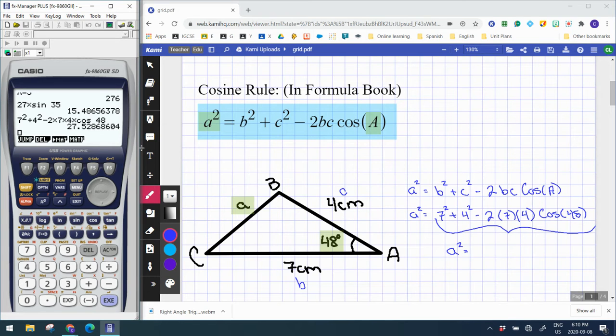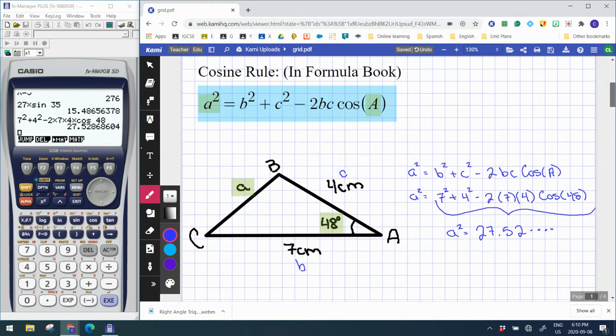So we have a squared equals 27.52 with change. The cosine rule is similar to the Pythagorean theorem. We need to get rid of this squared. I don't care what a squared equals, I want to know what a equals. So the last step of the cosine rule is we need to square root both sides. We already have this answer in our calculator, so I'm just going to go shift to get that square root. And see how you have this little ANS above your negative sign? We're going to go shift, throw the answer in there and hit enter.